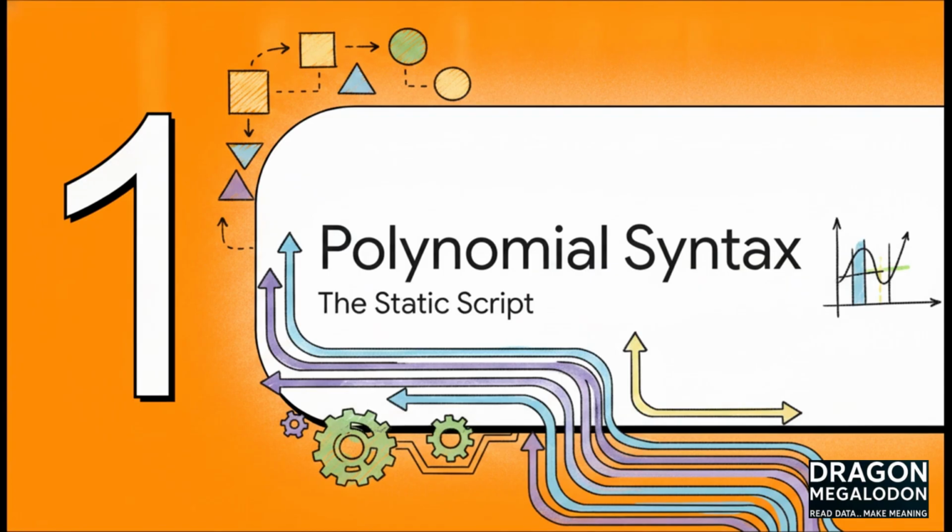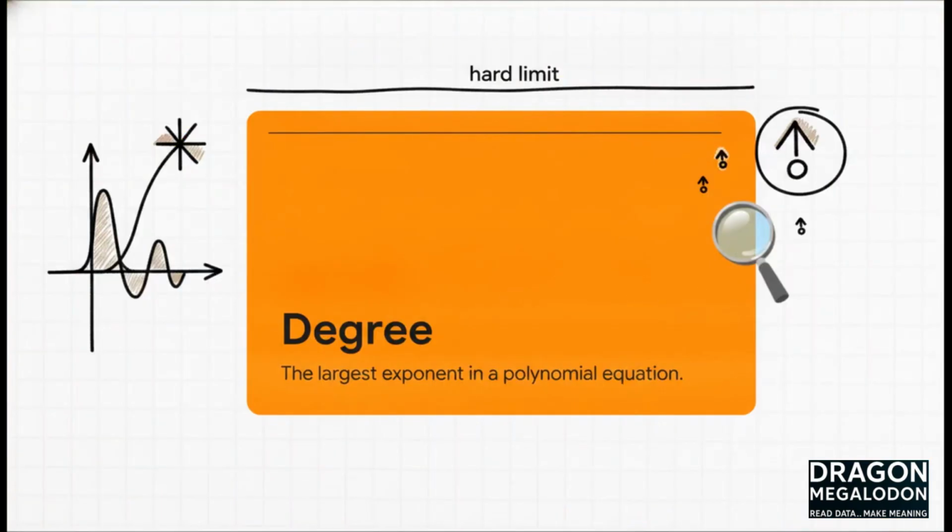Section 1. The Polynomial Syntax. Think of a polynomial as your basic, static script for a predictive model. The very first parameter you've got to check is the degree. The degree is, simply put, the largest exponent in the entire equation. For example, if your highest power is a 4, boom, your degree is 4. This single number is critical because it dictates the overall potential of the curve, drawing the hard boundaries of exactly how it operates.